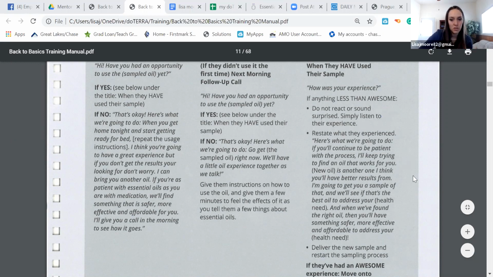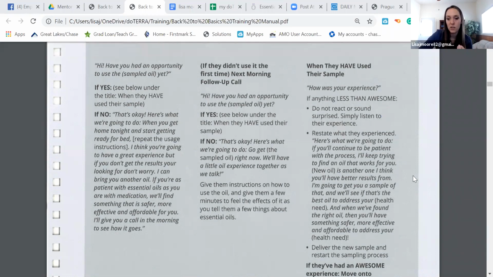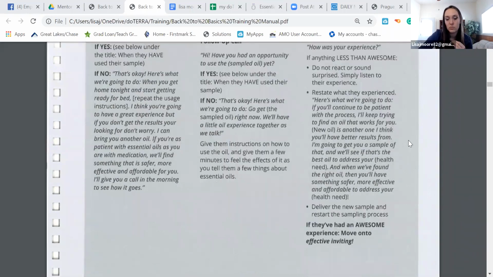So recommended new oil. Have that in mind when you're talking with them. Let's say lavender. Maybe with Serenity, their dreams were really vivid and they didn't really like it. That happens sometimes with Serenity. What if we just try lavender? It's a little more simple, and it's very calming, and it's very multi-purpose. I think you may have a better result from it.